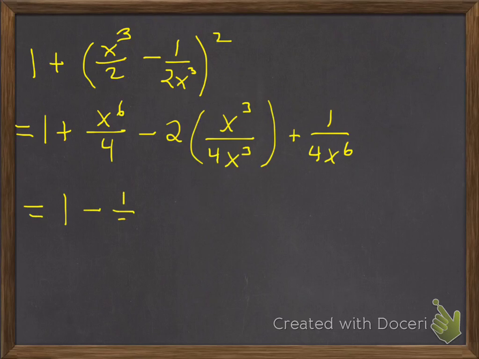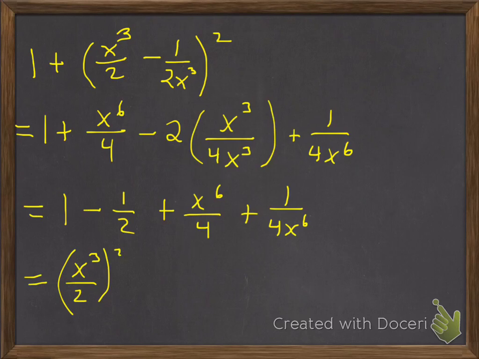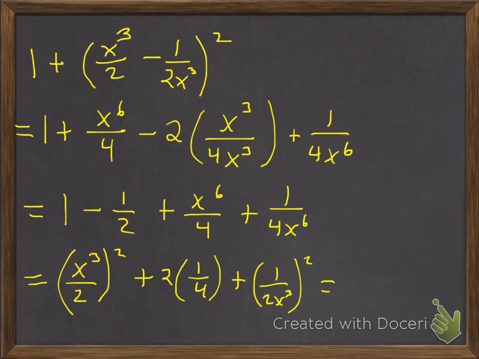Okay, so we're going to go ahead and simplify. This turns into 1/2. That's what we have right there. Plus the x to the 6th over 4 plus the 1 over 4x to the 6th. Okay, so we're going to rewrite that as x cubed over 2 squared plus 2 times 1 over 4 plus 1 over 2x cubed, quantity squared.